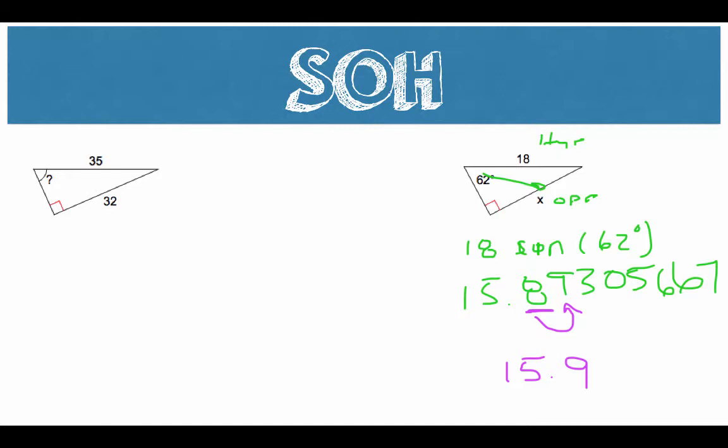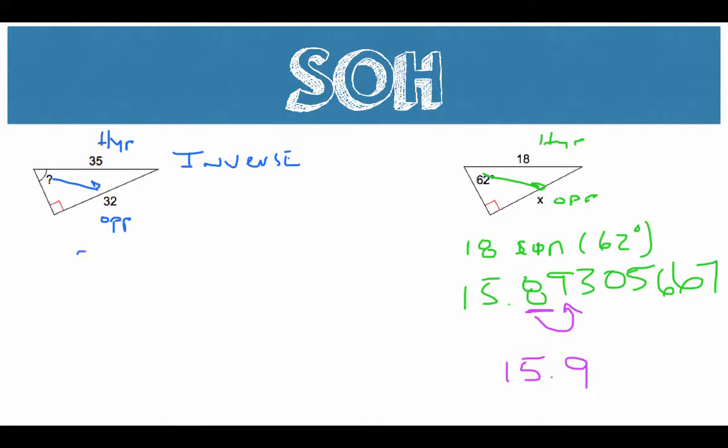All right, jumping over to the other side here, I'm not really given an angle measure, so what do I have to do? This is where what's known as the inverse comes into play. So we're going to use the sine inverse to help figure this out. Again, we have our opposite over our hypotenuse here.